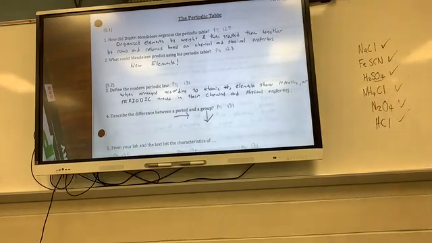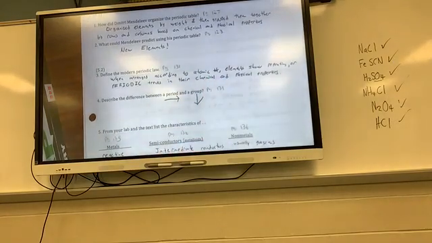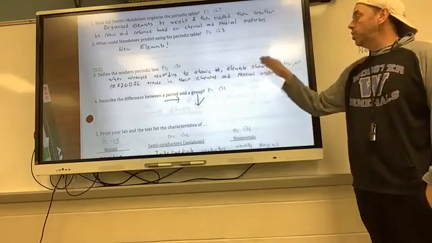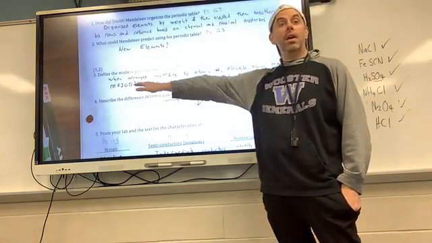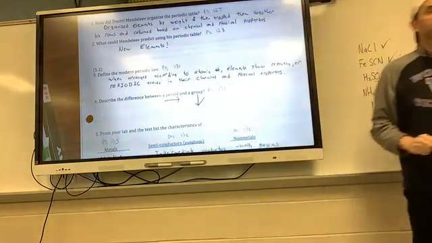Define the modern periodic law. This was directly from our notes. So I said, when arranged according to their atomic number, elements show repeating periodic trends in their chemical and physical properties.